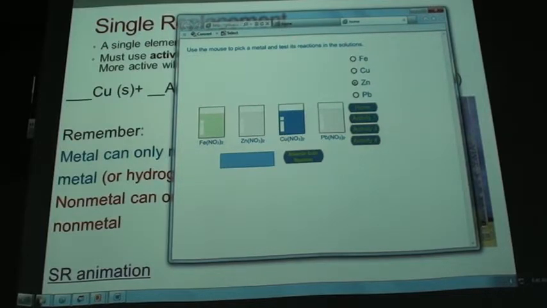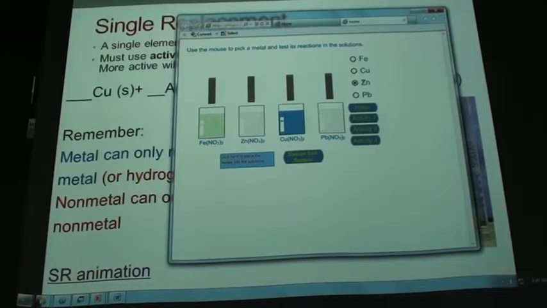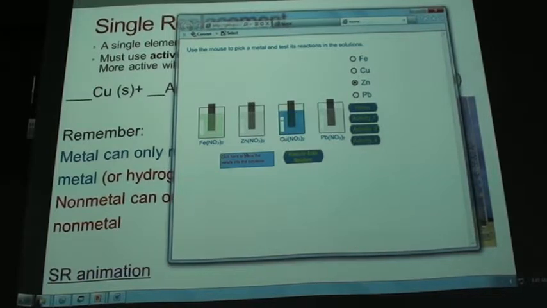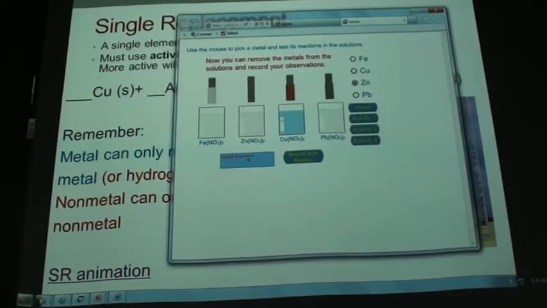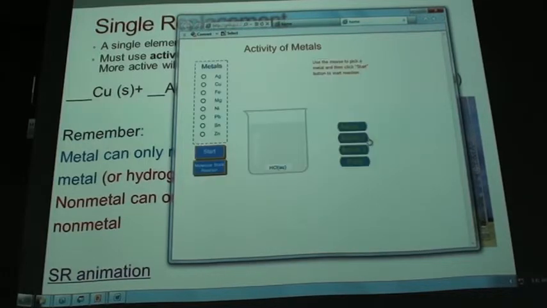Let's try zinc. Is it on your list? Yes. Okay. Make your predictions. What's that last one? Lead, Pb. Have you made your predictions? How many reacted this time? 3 out of the 4. Okay, we're going to do this one more time.